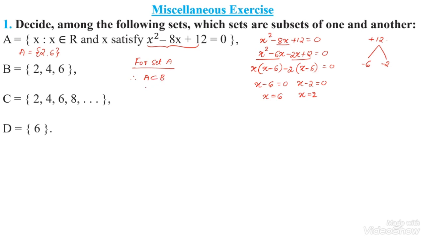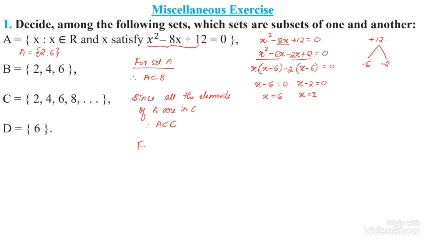Again, since all the elements of A are in C, all the elements 2, 6 are present in C. That's why A is a subset of set C. Now again 2, 6. Here 6 is only present in D, but 2 is not there. That's why A is not a subset of D.